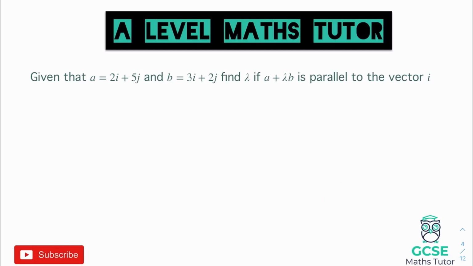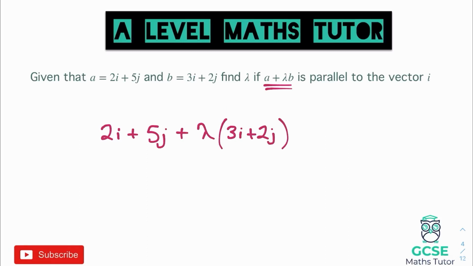We'll have a look at how we approach something like this. So we've got a is 2i plus 5j and b is 3i plus 2j. Now it's a little bit more complex, this question, but we're going to have a look at how to approach it. So if we have a look at adding them together, which is what it's asking us to do here, a plus a certain amount of b. So we've got a to start with, which is 2i plus 5j, and we're going to add to that a certain multiple of b. So we're going to do plus lambda lots of 3i plus 2j.